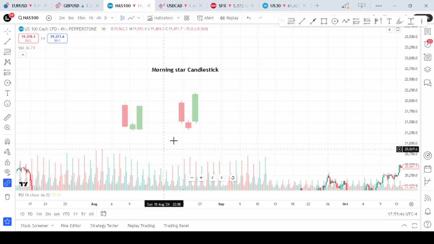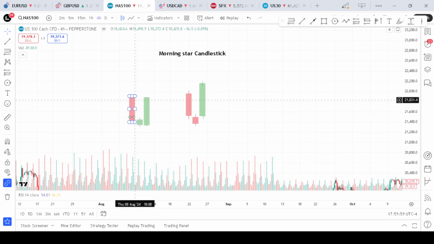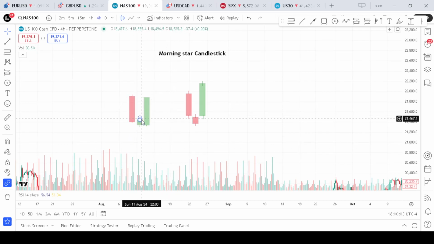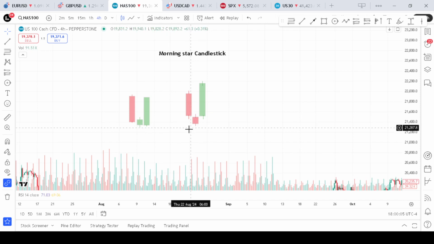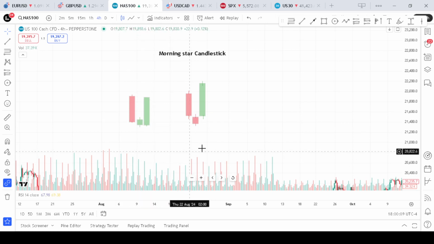Now let's see how it forms. The first candle has to be a long bearish candle. The second candle is a small bodied candle, and it can be either a bullish or a bearish candle, indicating indecision or a pause in the trend. While the third candle has to be a strong bullish candle.